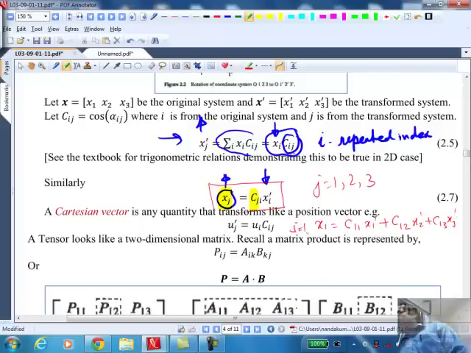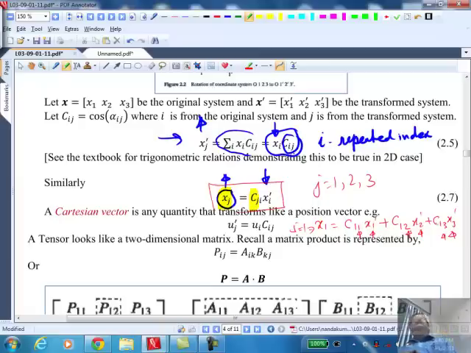So j is kept as 1 in every term of that, but i is a repeated index. So i is 1 in the first term, and remember summation, so I put plus, i equals 2 in the second one, but j remains 1. And then i equal to 3, j remains 1. Is that clear?